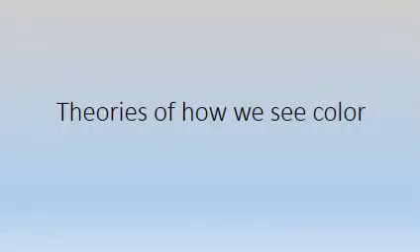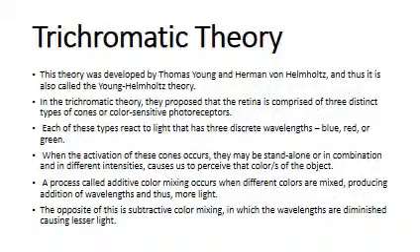Theories of how we see color. Trichromatic theory. This theory was developed by Thomas Young and Hermann von Helmholtz, and thus it is also called the Young-Helmholtz theory. In trichromatic theory, they propose that the retina is comprised of three distinct types of cones, or color-sensitive photoreceptors. Each of these types reacts to light that has three distinct wavelengths: blue, red, or green. When the activation of these cones occurs, they may be standalone or in combination and in different intensities, causing us to perceive the colors of the object.